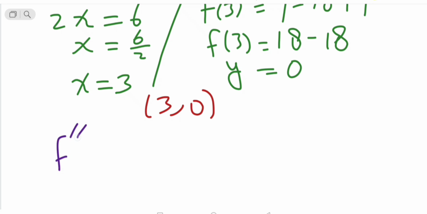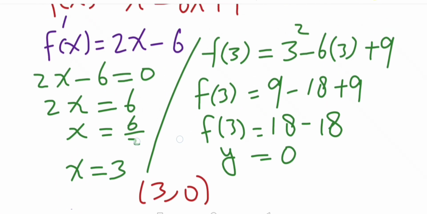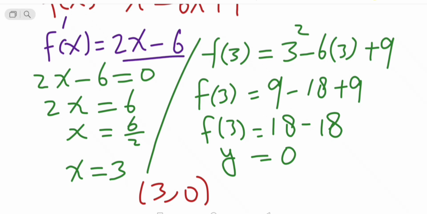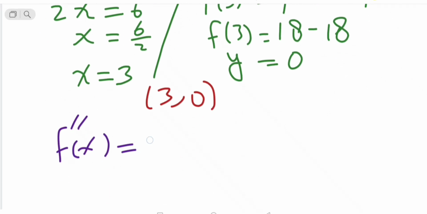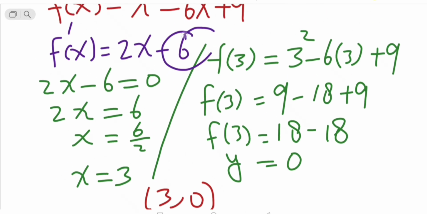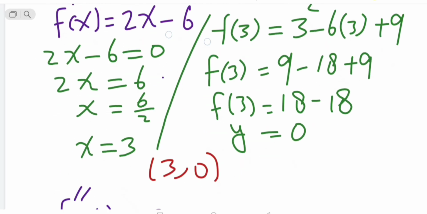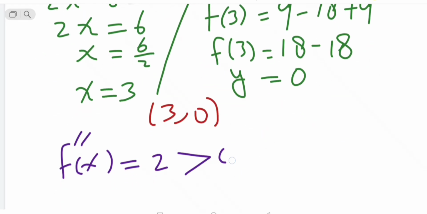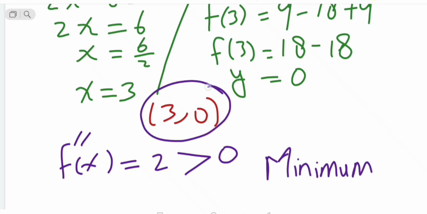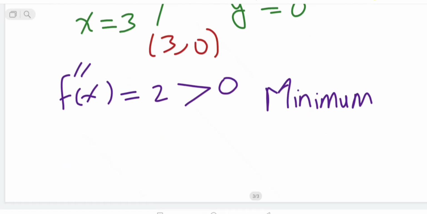We will take the second derivative. So what is the first derivative? It is 2x minus 6. The derivative of x is 1, so 1 multiplied by 2 equals 2, and the 6 is a constant, whose derivative is 0. So the second derivative is 2, which is greater than 0. So there is a minimum point. This stationary point is a minimum stationary point. I hope it is clear.